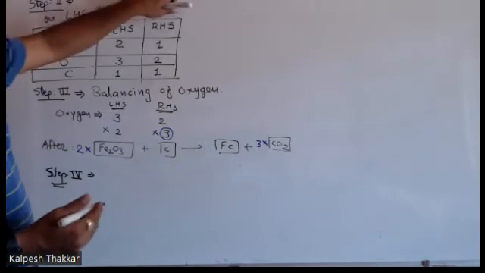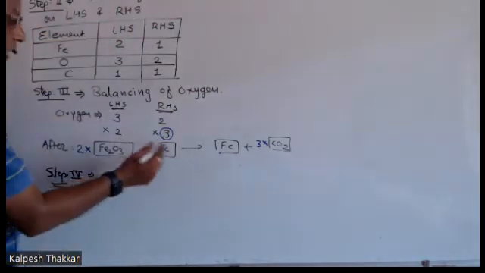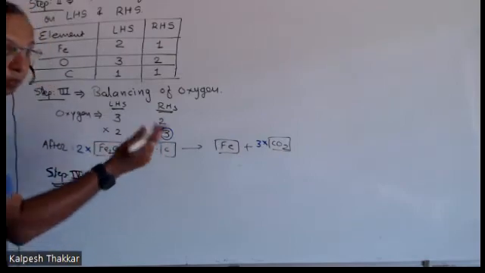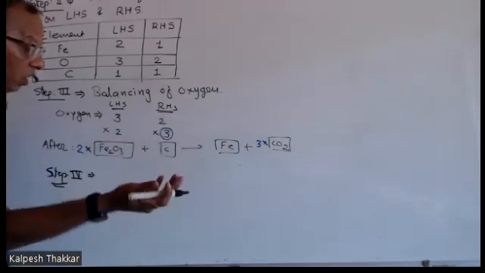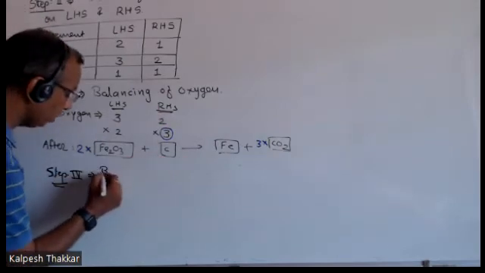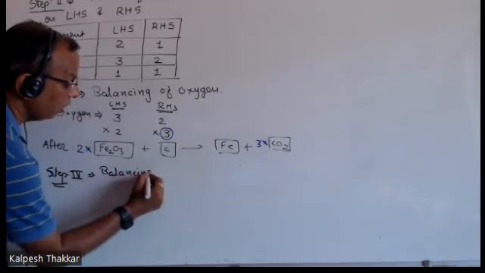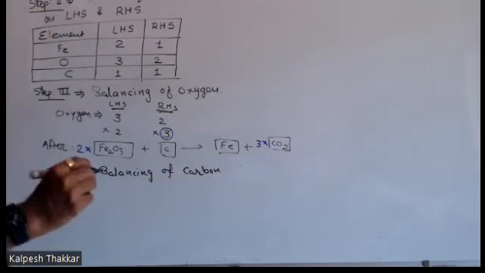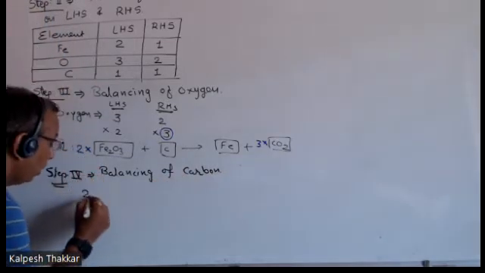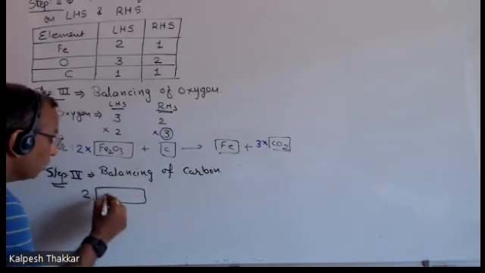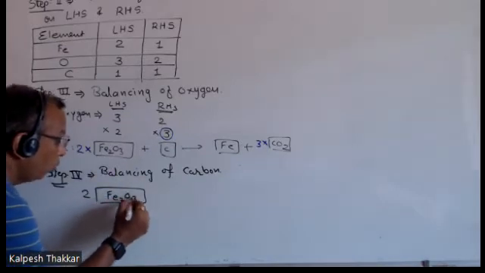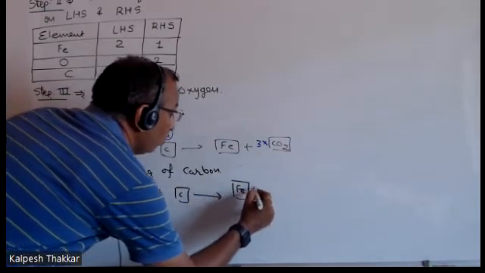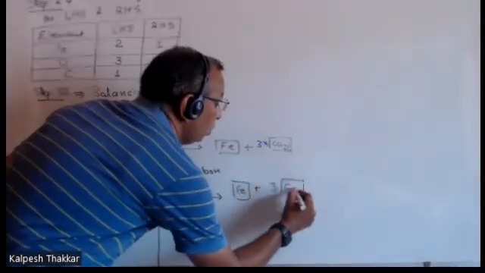In other elements, you can see Fe is there, and carbon is there. We can consider any one, it doesn't matter, because both are present alone on both sides. So here you have to write balancing of carbon. Before you go for balancing, you have to write the correct formula, which is to be taken from the last step. So 2 Fe2O3 plus carbon, and here is Fe alone plus 3 times CO2.